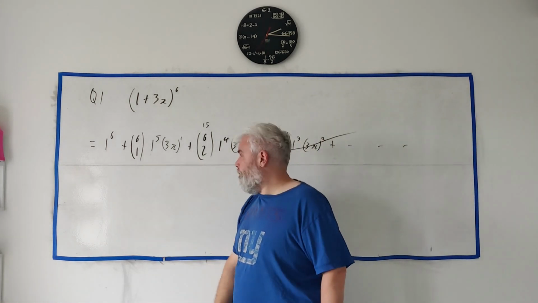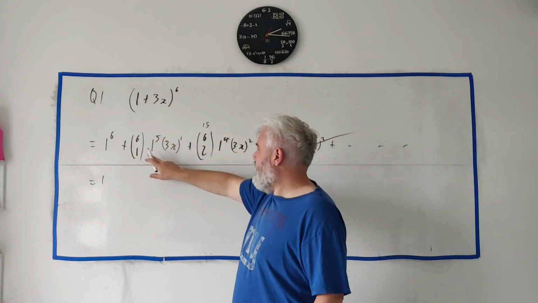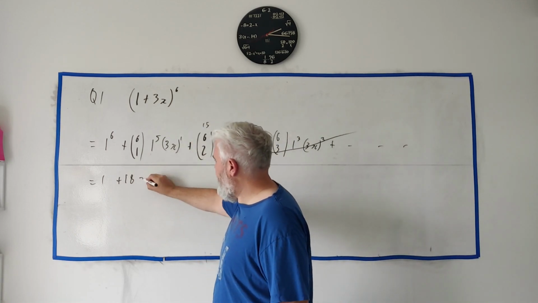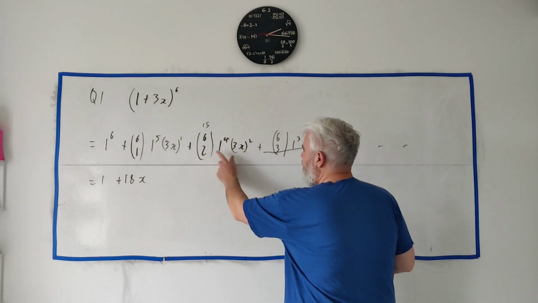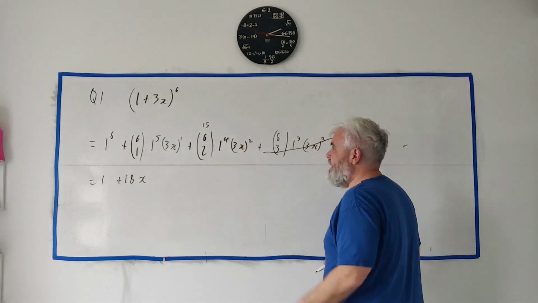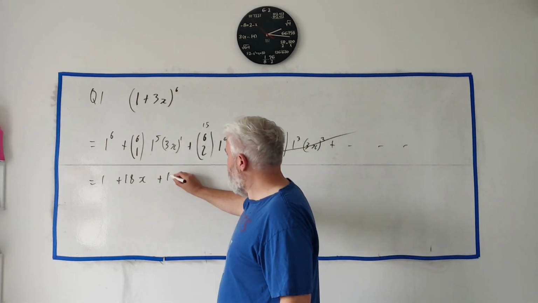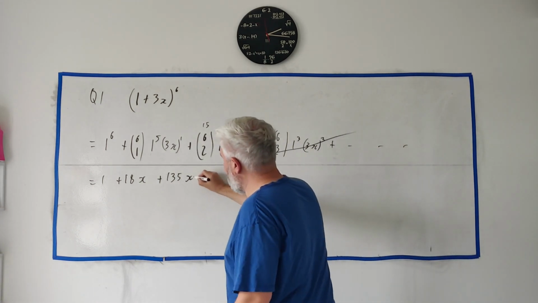And we just need to clean this up. First term is 1, second term, this is a 6, this is a 3 here, so we'd have 18x. And next term, there'd be a 15 from this. There would be a 3 squared here, that's a 9. 9 times 15, let me check my notes, is 135. And of course there's an x squared.